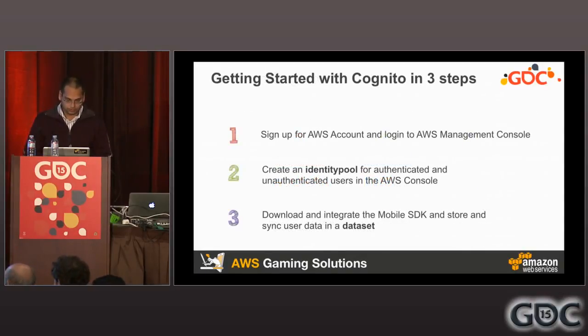And so getting started with Cognito is pretty simple. You sign up for an AWS account, you log into your management console, and then you create an identity pool for authenticated and unauthenticated users. An identity pool is the highest level construct, and it essentially is a collection of users. And then you download and integrate the mobile SDK and store and sync that user data in a data set. So I'm going to go through an actual demonstration of how to go about this.